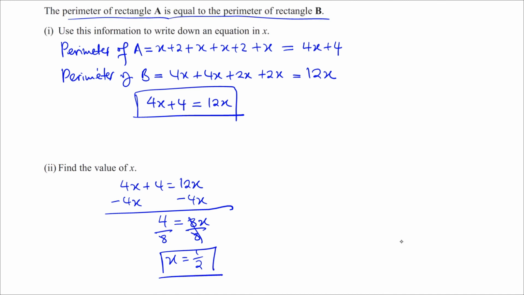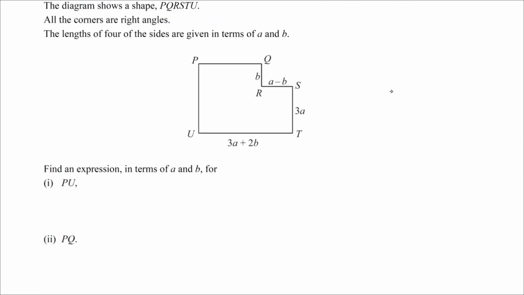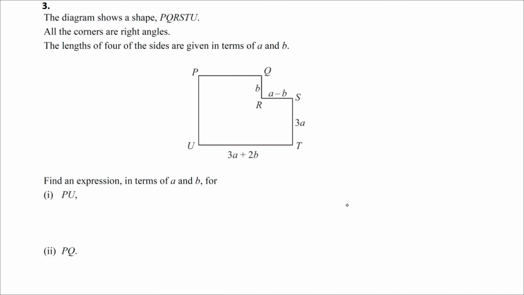Okay, let's look at number 3. Now, in number 3, we have a diagram, and all corners are right angles. So the lengths of four of the sides are given in terms of A and B. Now we are required to find an expression in terms of A and B for PU. So this is PU here, and PU will be equal to, well, this is B and this is 3A, so that will just be 3A plus B. That's it.